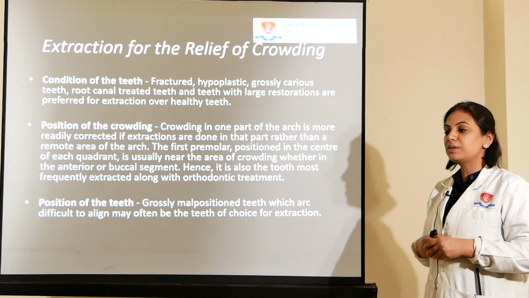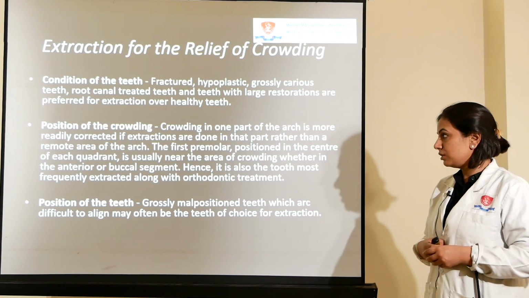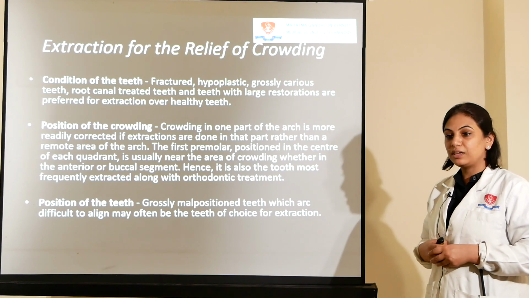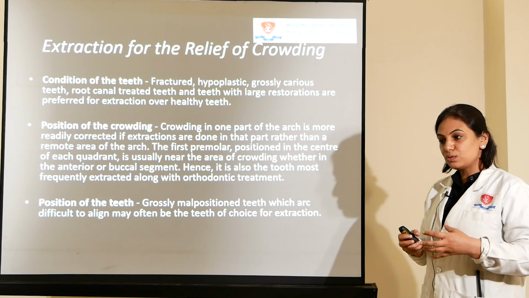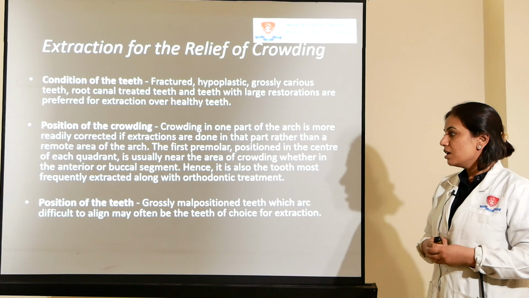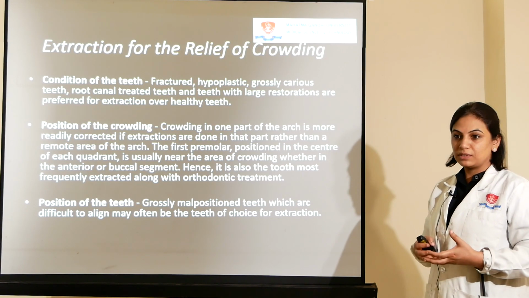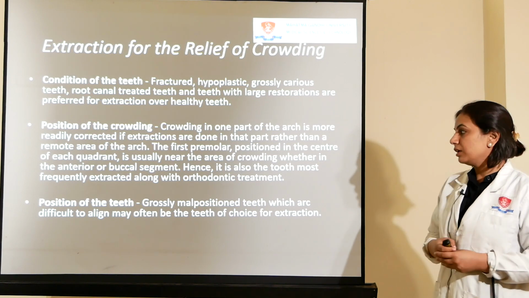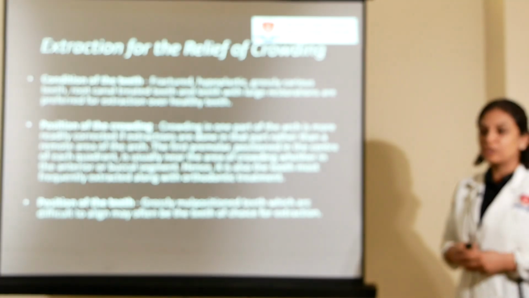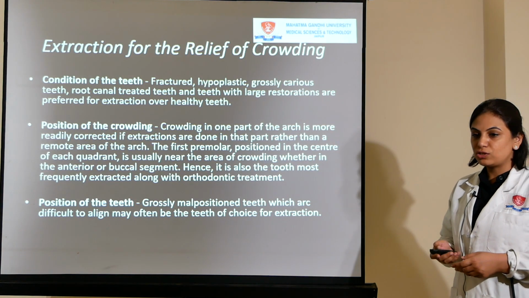Normally first premolars are the tooth of choice for extractions in orthodontic management of malocclusions, because they are very close to the anterior crowding and the posterior region. Position of the teeth, again closest to the site of crowding, and grossly malpositioned teeth which cannot be brought into the arch will be the choice for extraction.